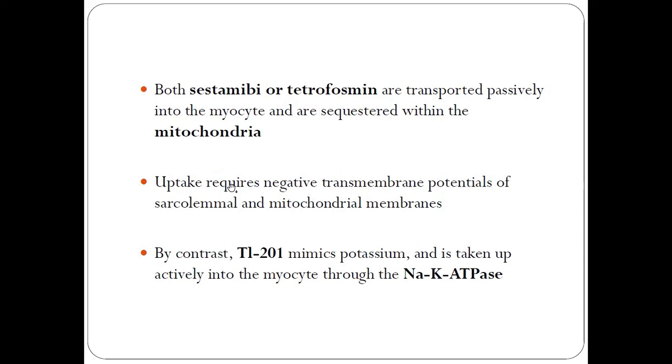Both sestamibi and tetrofosmin are transported passively into the myocyte and are sequestered within the mitochondria. So these are taken up by the mitochondria. Uptake requires negative transmembrane potentials of the sarcolemma and mitochondrial membranes. If the tissue is viable, that is, if the sarcolemma or mitochondrial membrane is viable, then only will they be able to take up sestamibi or tetrofosmin.